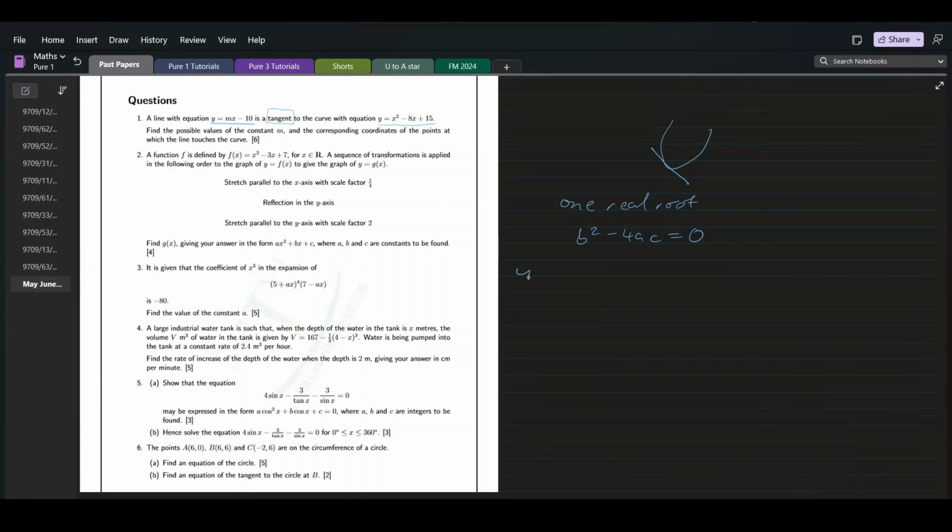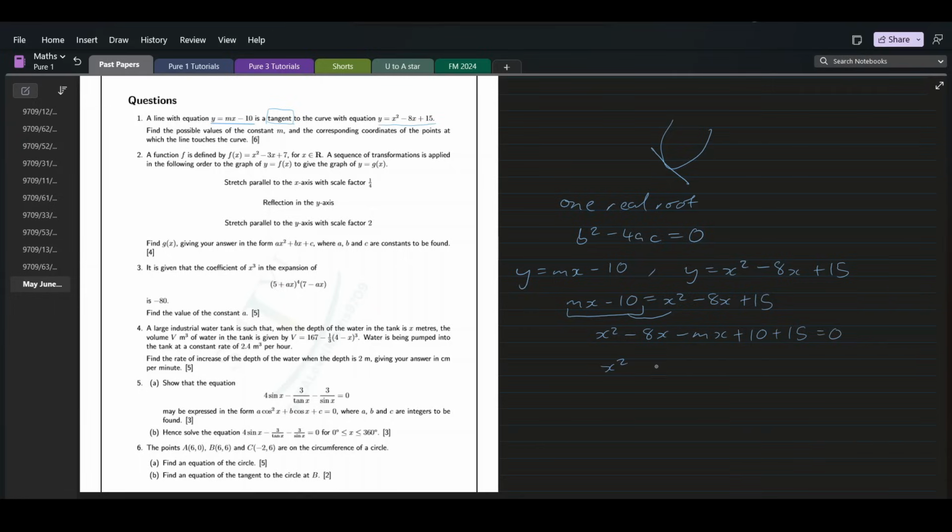Okay, so let's get our equations. We've got y equals mx minus 10, and we've got y equals x squared minus 8x plus 15. Let's equate these two equations. So that's mx minus 10 is equal to x squared minus 8x plus 15. So that becomes x squared minus 8x. Let's move these two terms to the right hand side. So that becomes minus mx plus 10 plus 15, and this is all equal to 0.